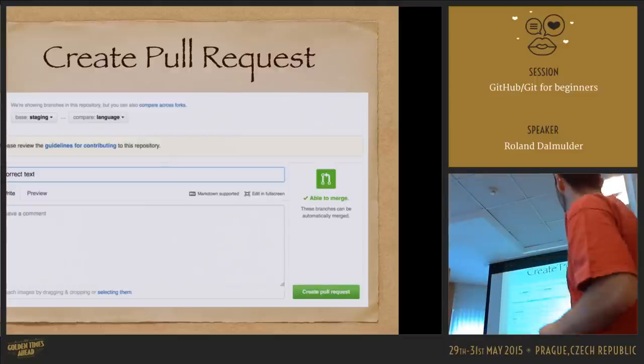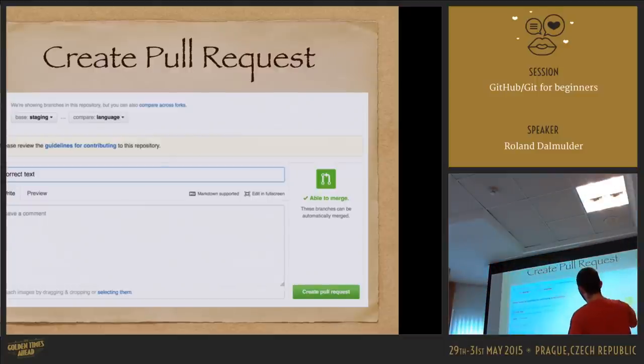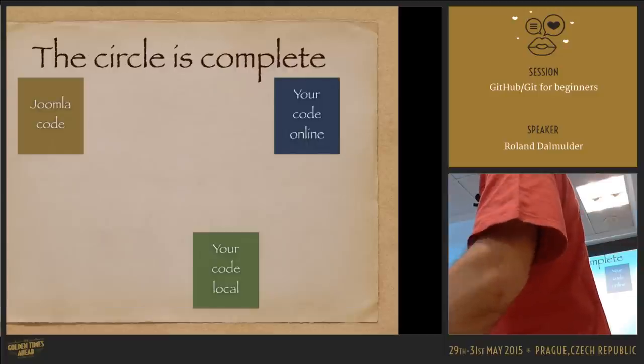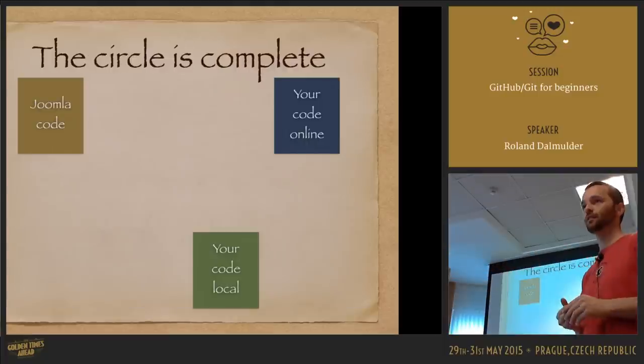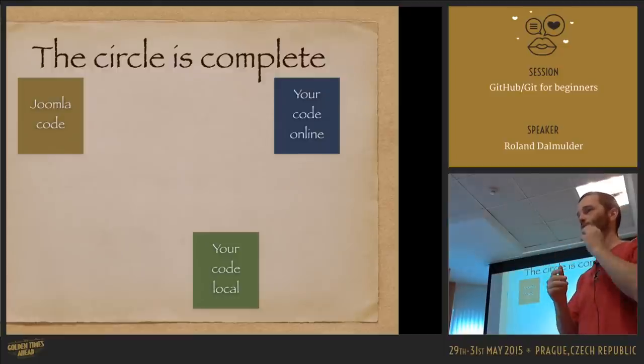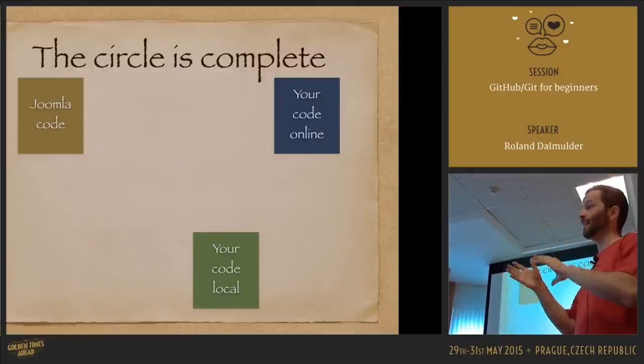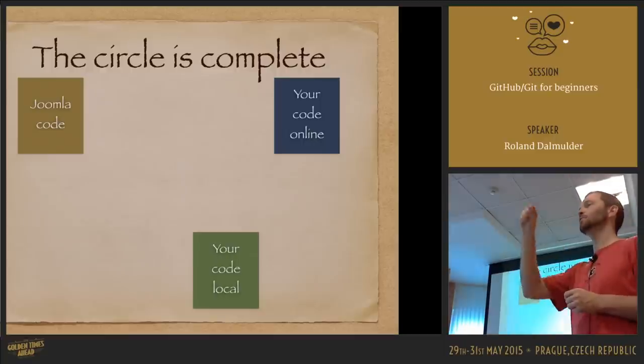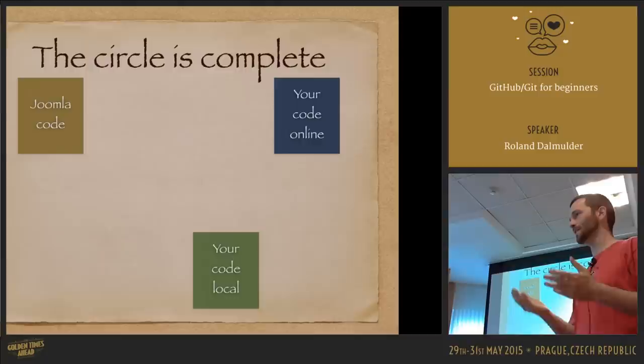So once you have put in your comment here with how it's fixed, what to fix, and how to test it, you can click again on the green button, create pull request. And then there will be a message in the Joomla repository that you submitted this. Nowadays, it's automatically connected to the Joomla issue tracker. It will have a label there that it has code and that it can be tested.